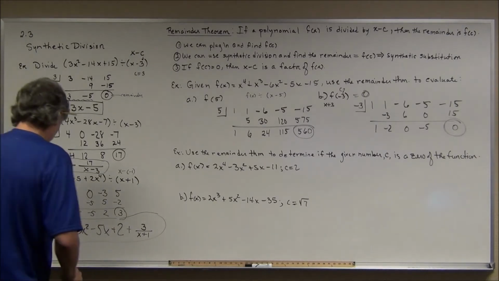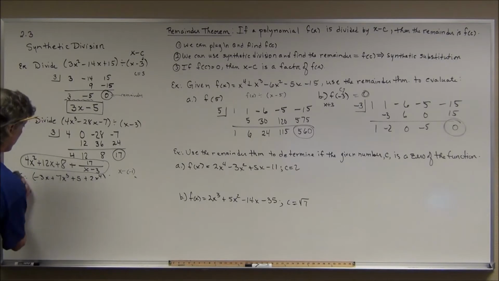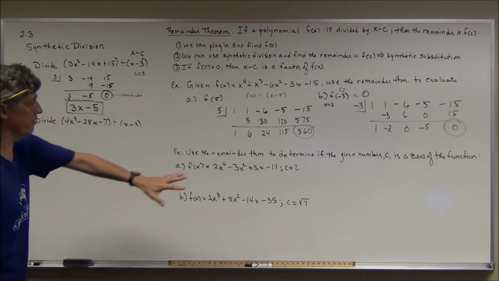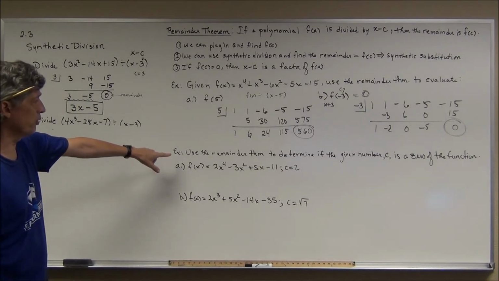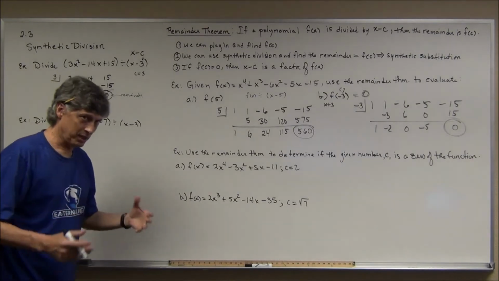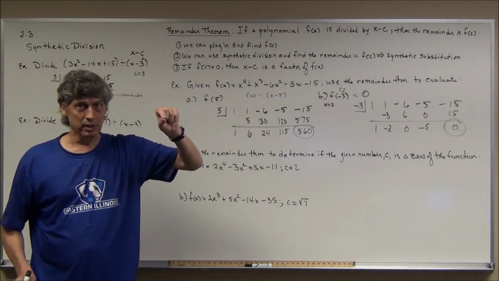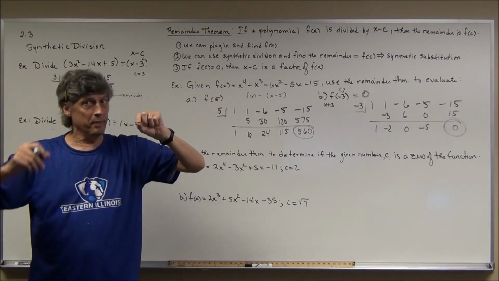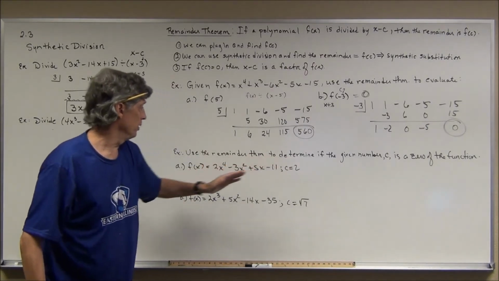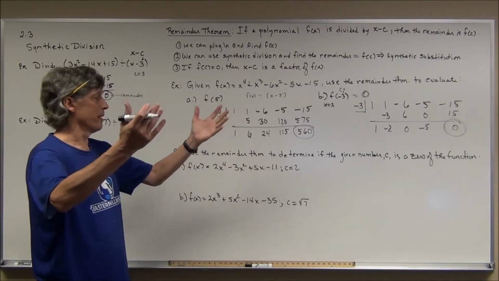I'm going to clear a little space out over here, because I wanted to do one more example that's connected with this problem, but I didn't have space over there. Use the remainder theorem to determine if the given number c is a 0 of the function. Now let's think about what a 0 is. The 0 means that when you plug it into the function, in for x, the independent variable, it equals 0. So if I plug 2 into this, and it equals 0, there's my guy.